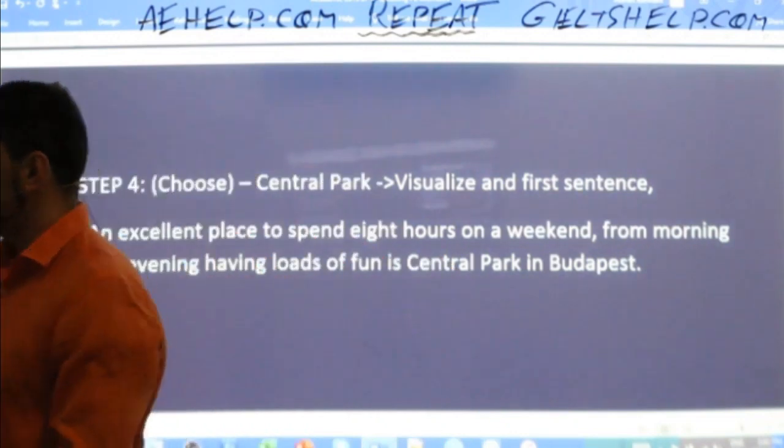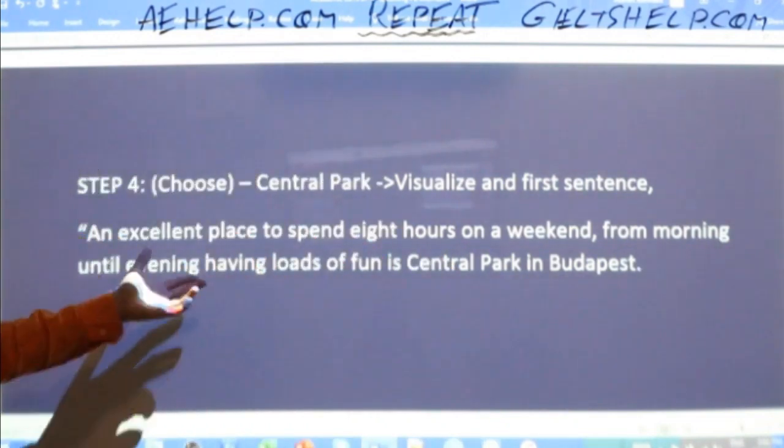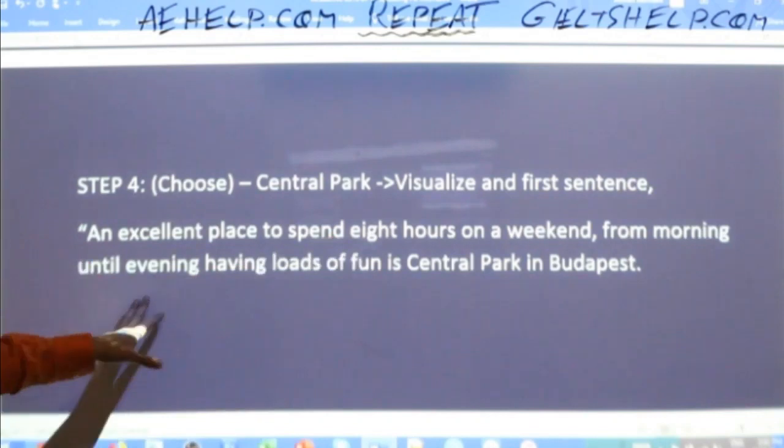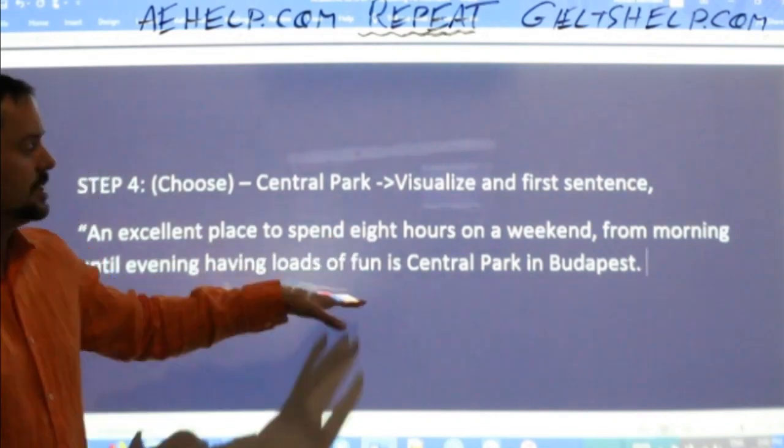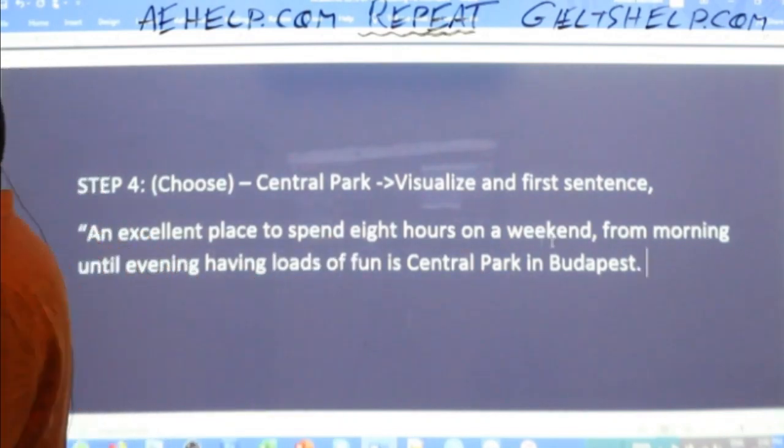So, an excellent place to spend 8 hours on a weekend from morning until evening, having loads of fun is Central Park in Budapest, sure. Or Riyadh, or St. Petersburg, or Tashkent, wherever you may be. All right.